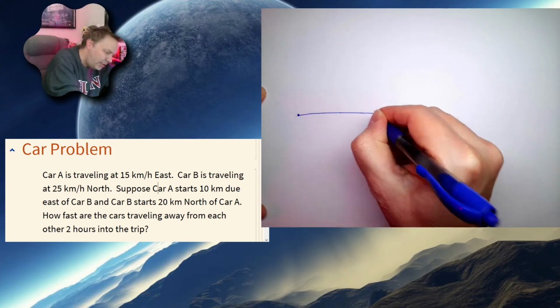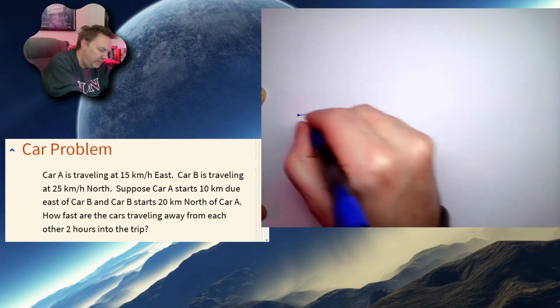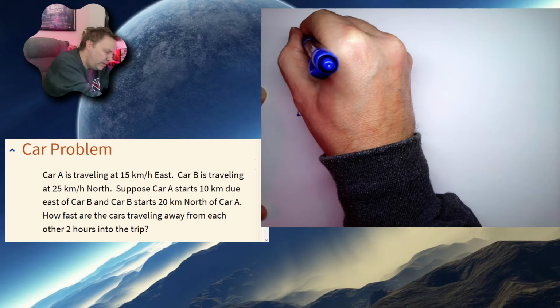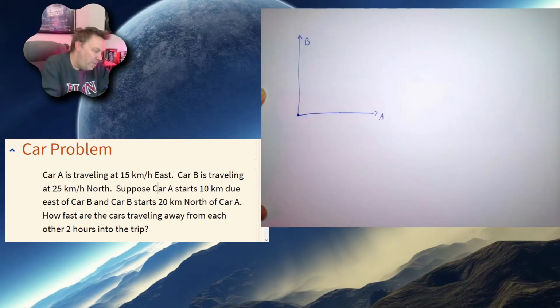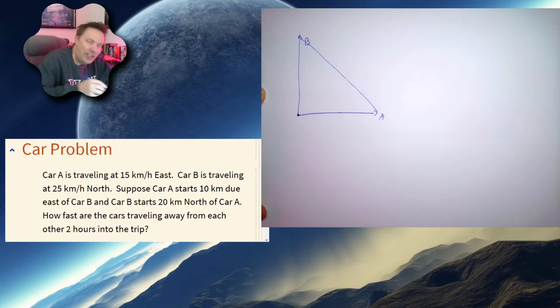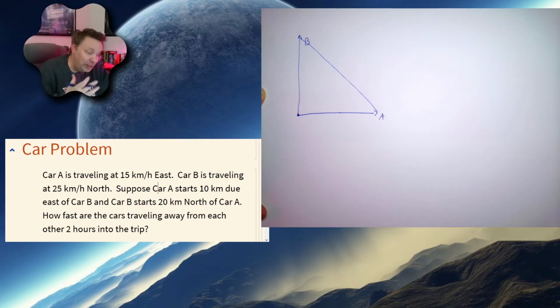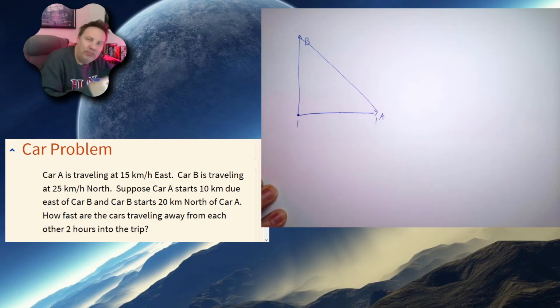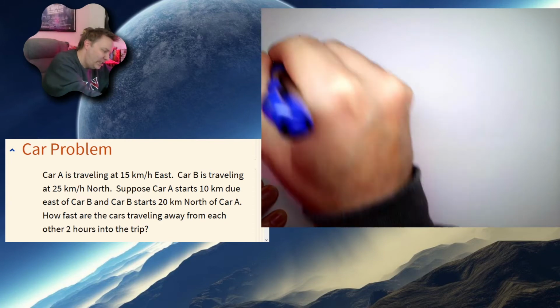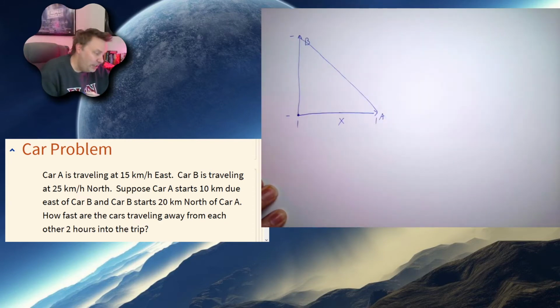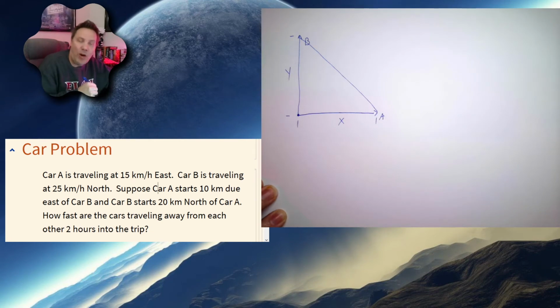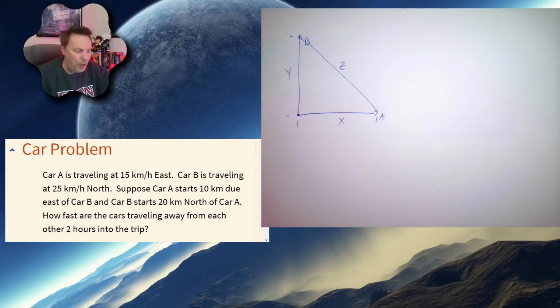Car A is going to be traveling east. Car B is going to be traveling north. My goal is to figure out how fast these cars are traveling away from each other. In other words, the distance. How fast is the hypotenuse changing in this problem? So since A is moving to the right, east, I'm going to label this distance with an X. The distance for B, I'm going to label with a Y. The distance between the two cars, I'll label it with a Z. You can label this anything you want.